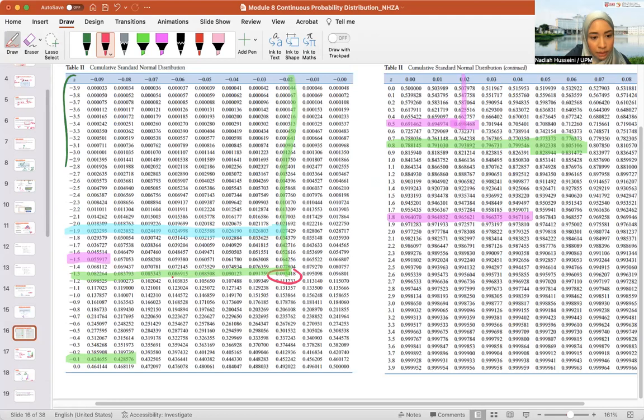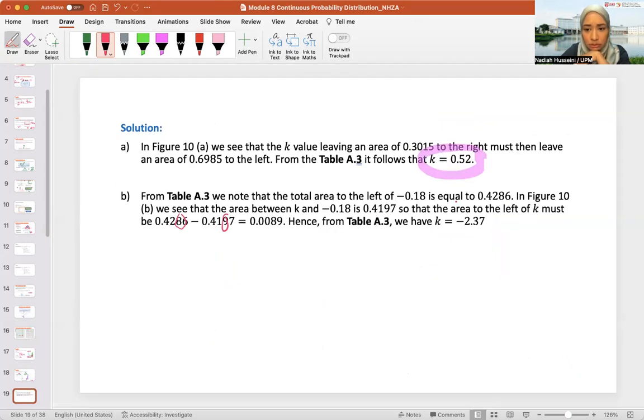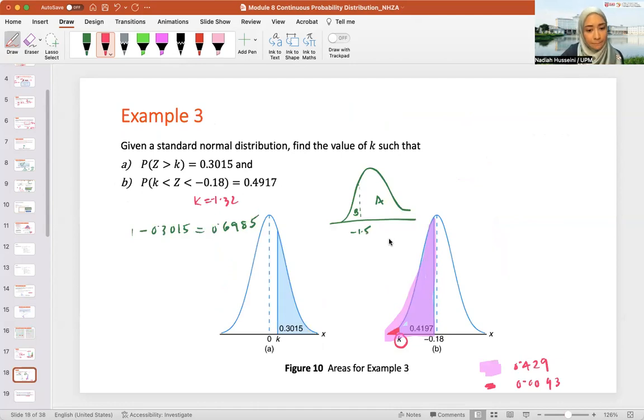0.0089 is minus 1.35. It's not far off. Why is the answer different? I think the answer is wrong. Let me see. In figure 10, we see that the area to the left of K must be this one. Hence, yeah, I think this one is wrong. So the answer is the one for K, yep, double zero.